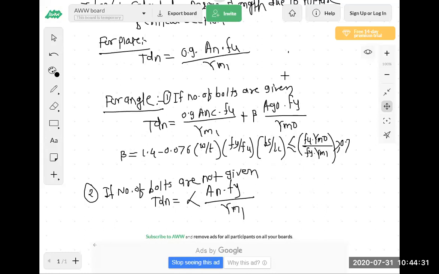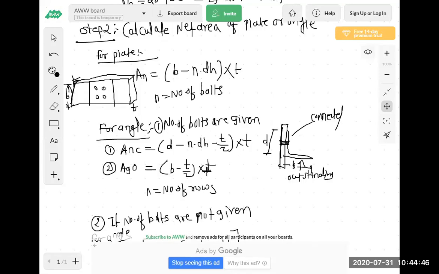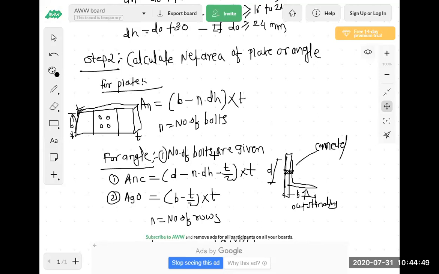Gaurav, what is the formula for Ag, gross area of plate? Gross area of plate, where we have calculated? We need not calculate the gross area of plate, but we have to calculate gross area of plate. How to calculate gross area of plate? Gross area of plate is equal to B into T. This B into T is the gross area of plate. This is for plate. Gross area of plate is nothing but width of plate into thickness.